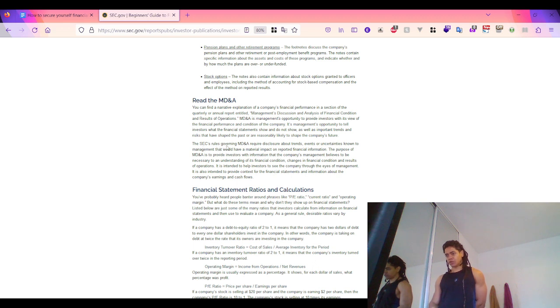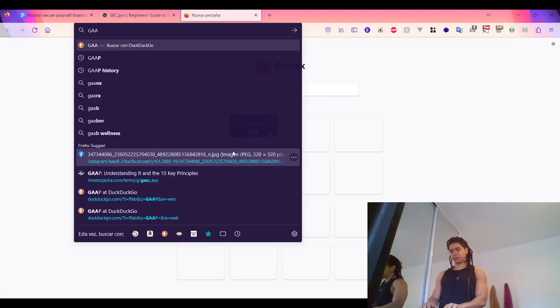The SEC rules governing MD&A require disclosure about trends, events, or uncertainties known to management that will have a material impact on reported financial information. And I think they do this because the SEC was created after the huge market crash in 1929, and GAAP was also invented after that.